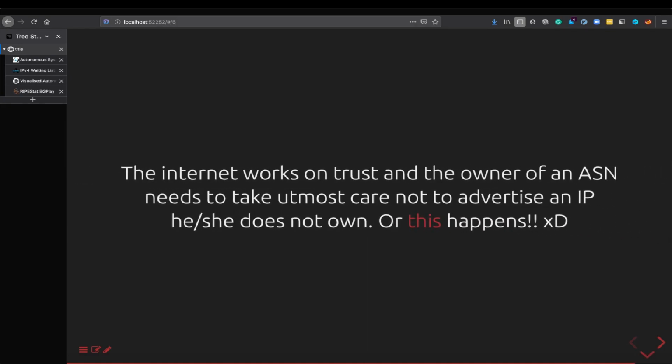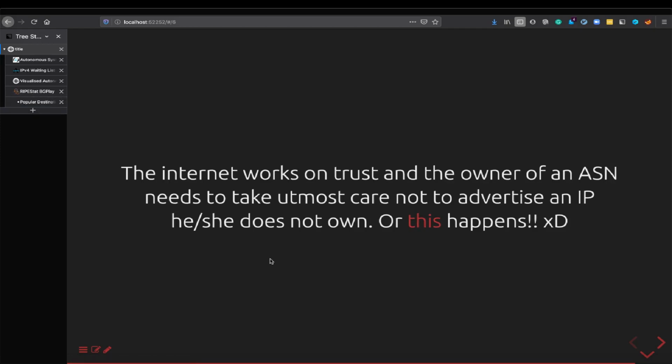One point to note here is that the entire internet works on trust, and the owner of the autonomous system needs to take a lot of care not to advertise an IP that the person does not own. There is an attack called BGP hijacking, which hackers have come up with. They start announcing IPs which they do not own and start receiving traffic for those IP addresses, and this is illegal and not good.